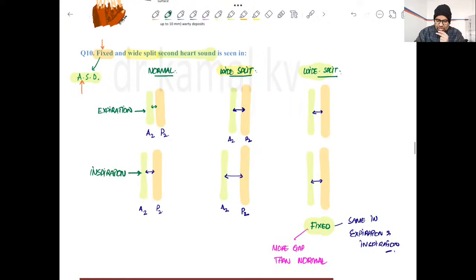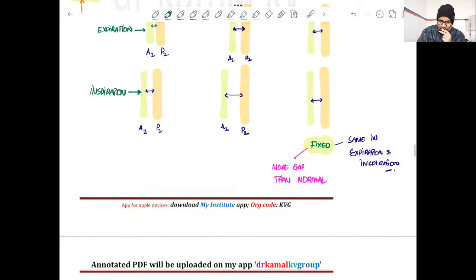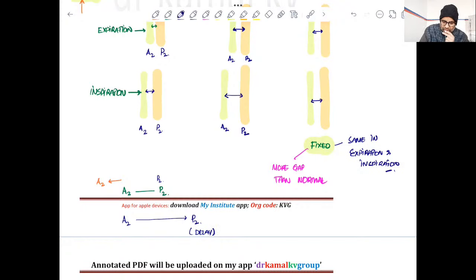Just some more terms for wide split. Here we know that there are two components, aortic and pulmonary. Now the wide split can occur in two conditions. Either A2 closes early and P2 remains at its position, right? Or A2 remains at its position and P2 is delayed. So P2 delay or A2 early. Clear? So this can lead to wide split. Either there is early closure of A2 or there is delayed closure of P2.